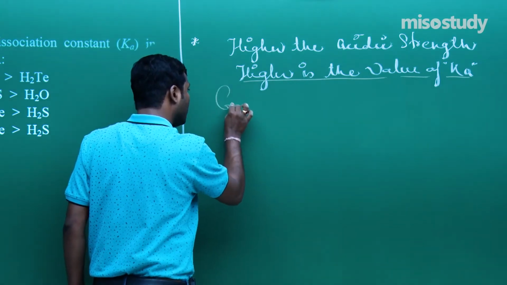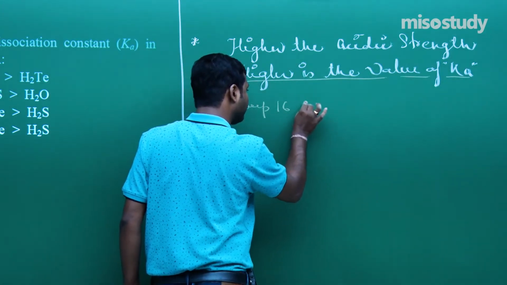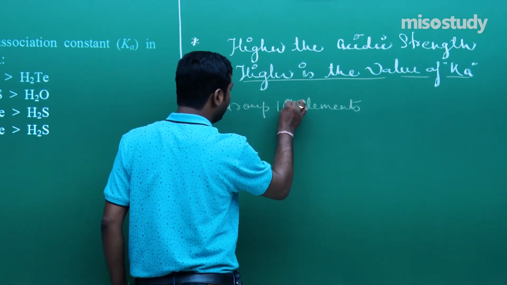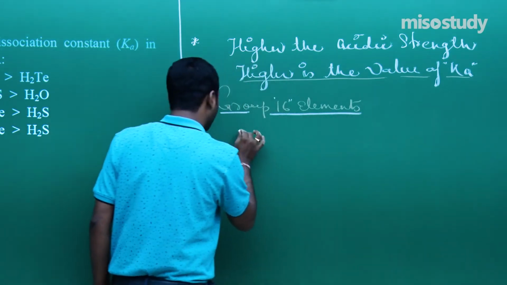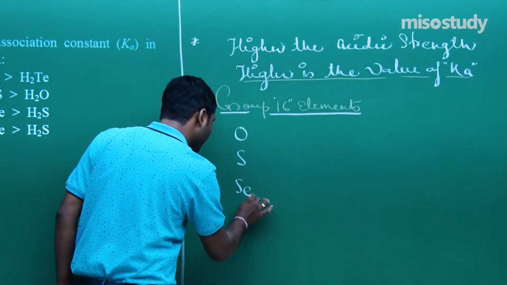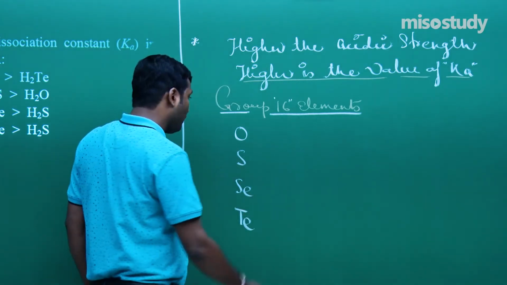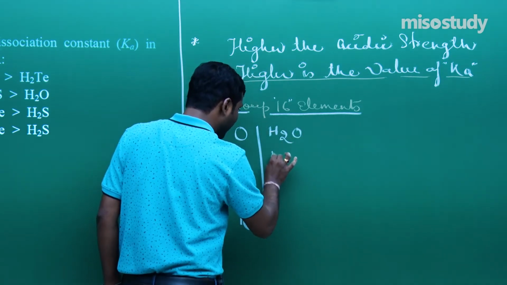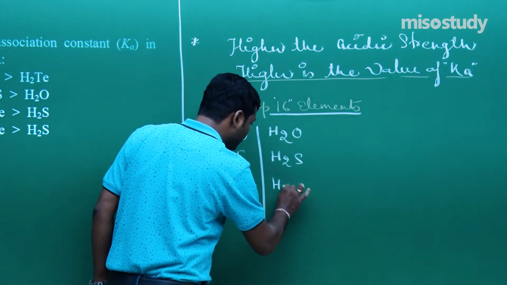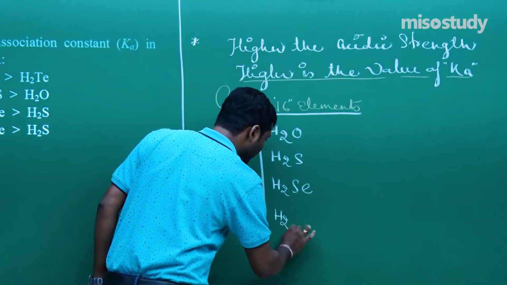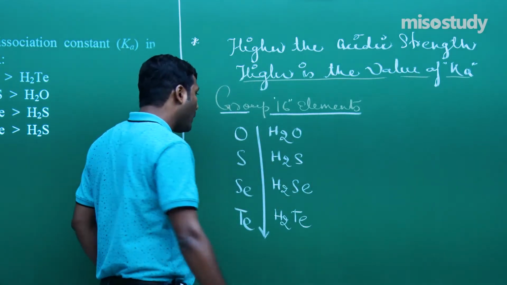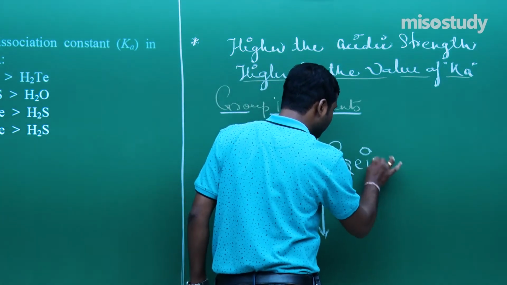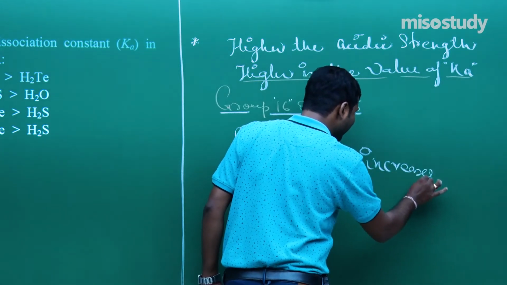If I talk about the group 16 elements, then what will happen? Check it out. Oxygen, sulfur, selenium and tellurium. Clear? And they form hydrides of the type H2O, H2S, H2Se and H2Te. Now, when we move down the group, size increases.